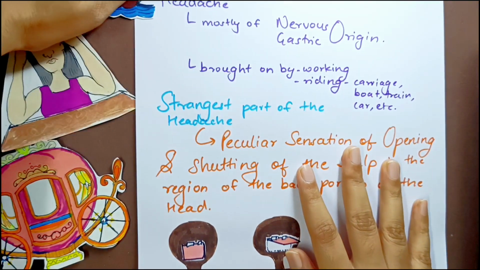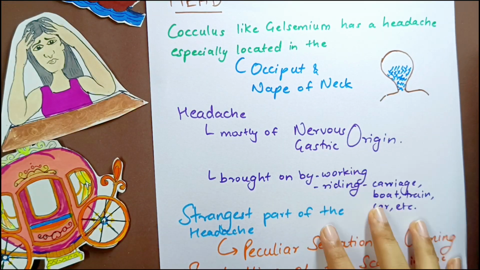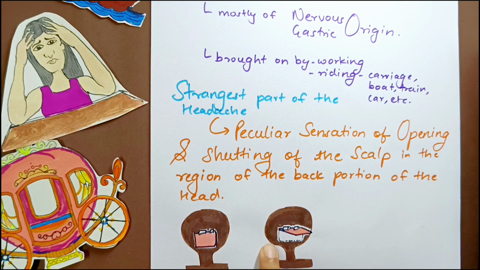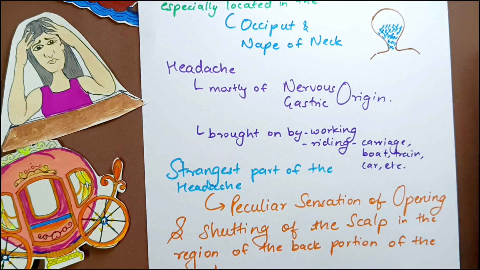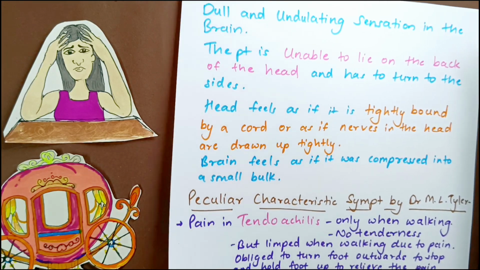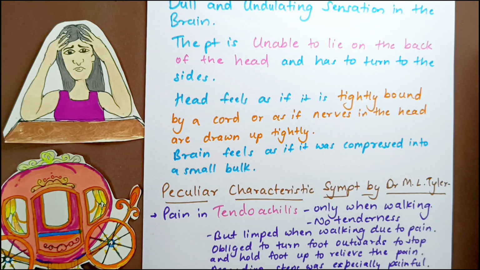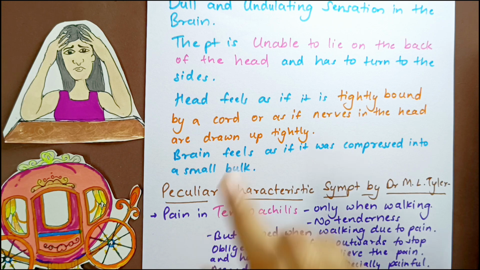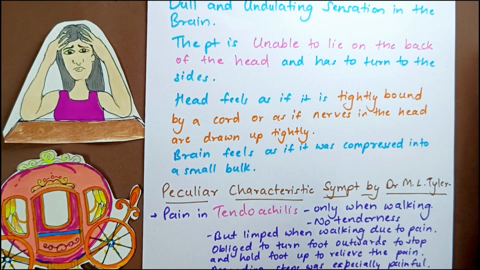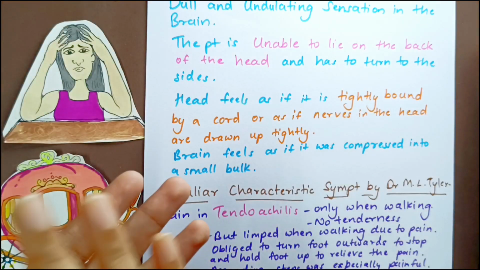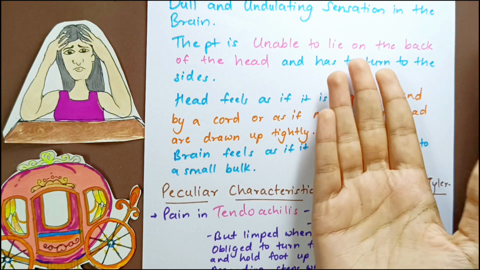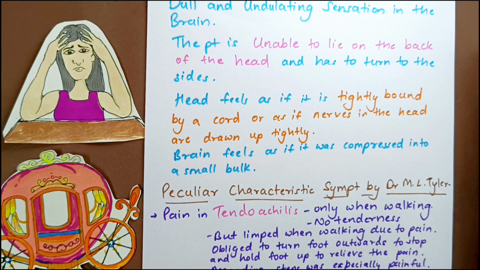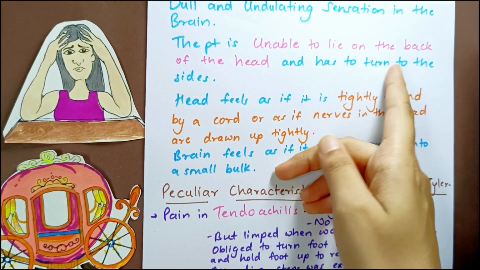Okay, so they have a headache which is especially in this region, and this kind of sensation is also in this region only, the occiput. It is brought on by working, riding. What else? We see that there is this kind of a dull and undulating sensation in the brain. The patient is unable to lie on the back of the head. So the whole situation happens in the occiput. The whole pain or the headache, the opening and shutting sensation, is happening in the occipital region, and that is why he is not able to lie on the back of the head, that is on the occipital region, and he has to turn to the sides.